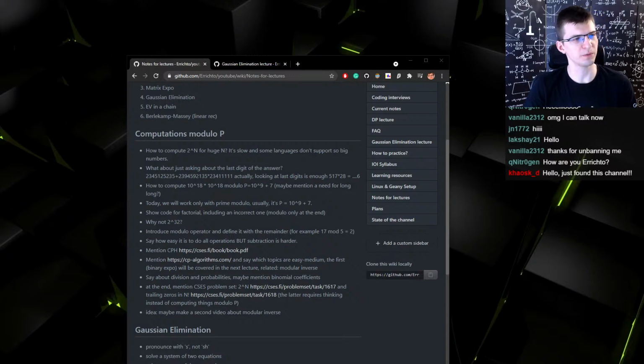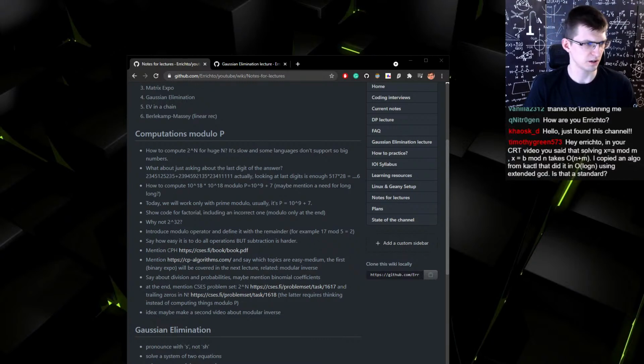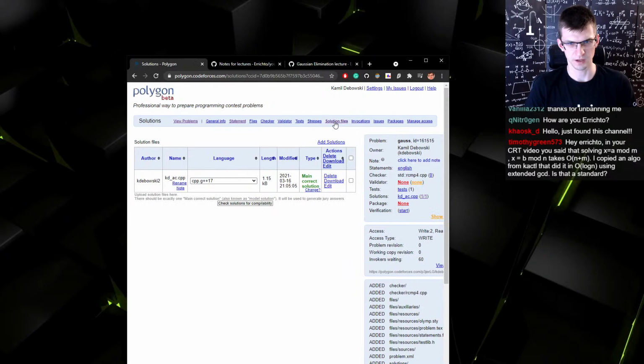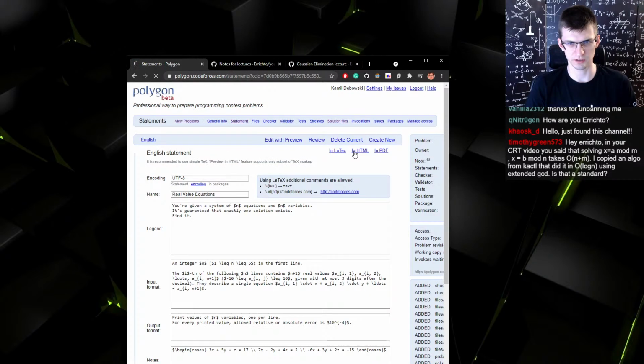I think the first problem is just: you're given a very small system of equations, solve it using real values. Last time Polygon stopped working, so let's see how much of the statement survived. I think everything. We got the solution and the statement. I think last time I hit HTML and then it all stopped working.